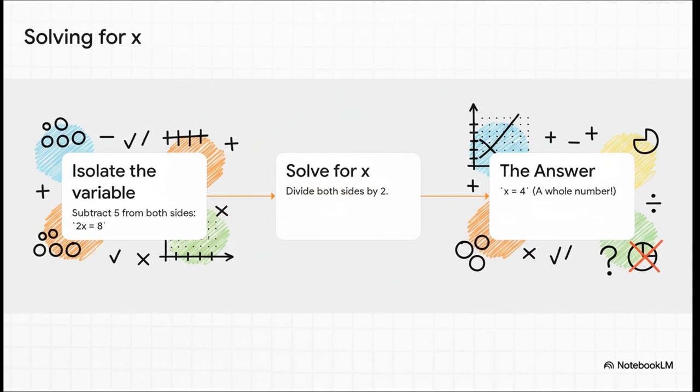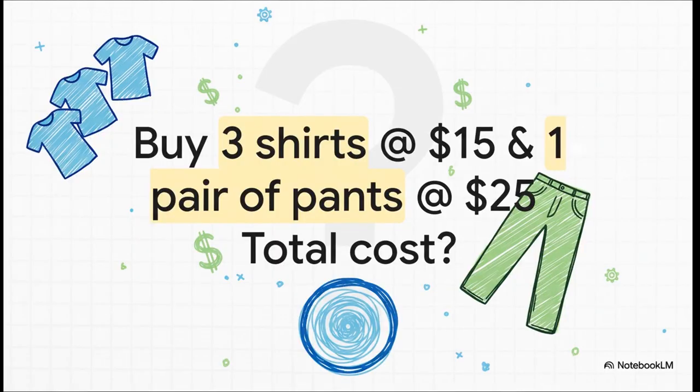First, we want to get that x term by itself, right? So we subtract 5 from both sides of the equation. That leaves us with 2x equals 8. Easy. Now we just divide both sides by 2, and boom, x equals 4. And hey, look at that. Our answer, 4, is a nice, neat whole number. Perfect.